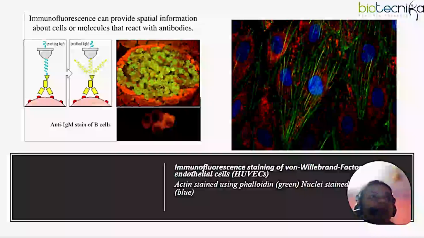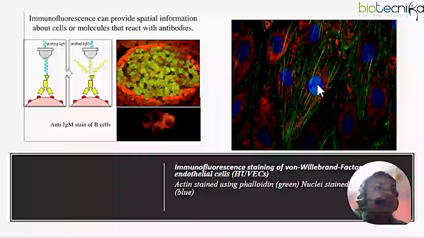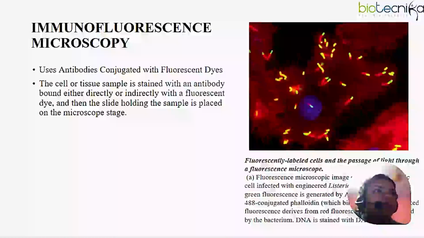I am not using an enzyme which converts a colorless substrate into a colorful product. So you can see you can use more than one type of fluorescence. For example, the blue ones, they are the nucleus. The green ones, they are your actin filaments. The red are different types of proteins which are present in your cytoplasm.